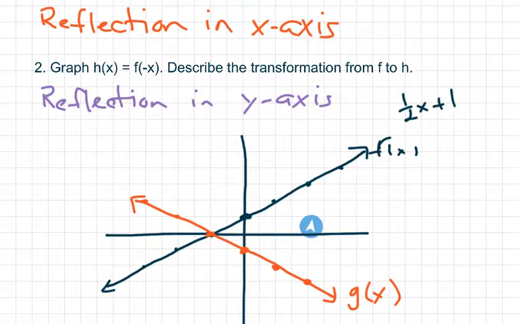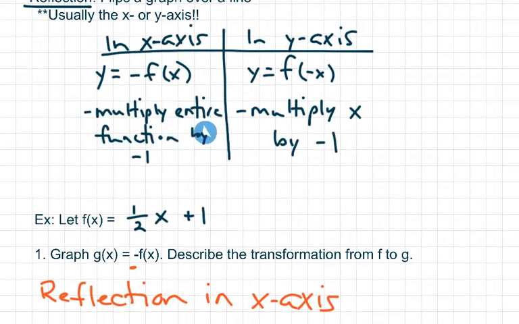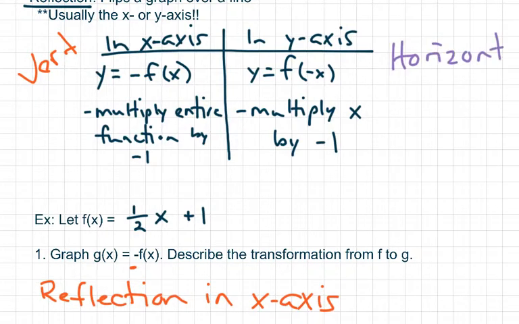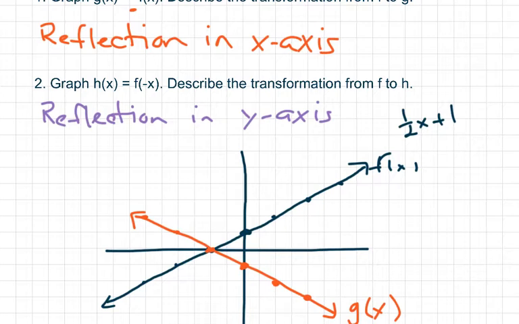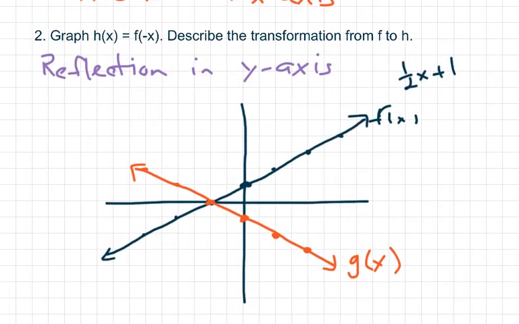So notice we flipped it from, let's say, quadrant 1 down to quadrant 4. That would be kind of a vertical change. And remember, vertical transformations are applied to the entire function. So the x-axis we can think of as vertical. The y-axis, what we're going to see is that's kind of a horizontal reflection. It's a horizontal reflection because we're going from here over the y-axis. We're going horizontally. And anything horizontal is going to be multiplying directly to x, or doing something directly to x. Okay, so we're reflected in the y-axis.